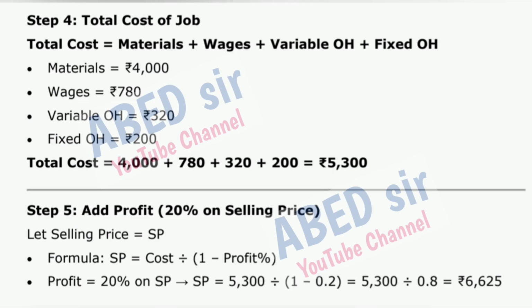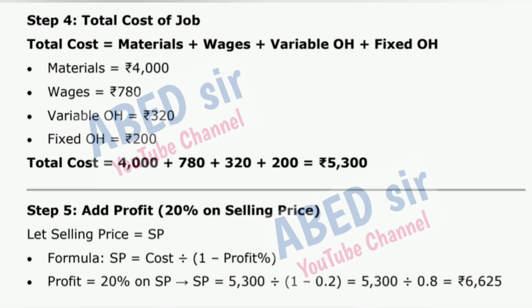Step 4. Total cost of job. Total cost is equal to materials plus wages plus variable overhead plus fixed overhead. Materials is equal to 4,000 rupees. Wages is equal to 780 rupees. Variable overhead is equal to 320 rupees. Fixed overhead is equal to 200 rupees. Total cost is equal to 4,000 plus 780 plus 320 plus 200 is equal to 5,300 rupees.